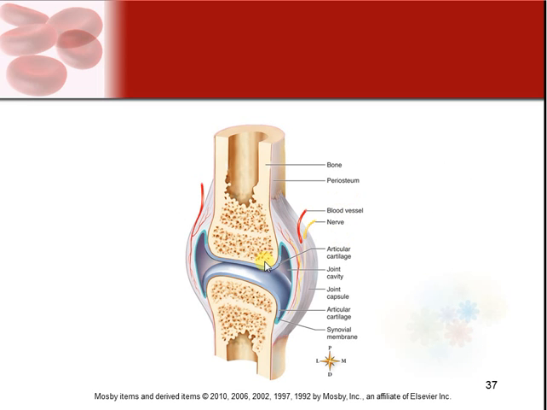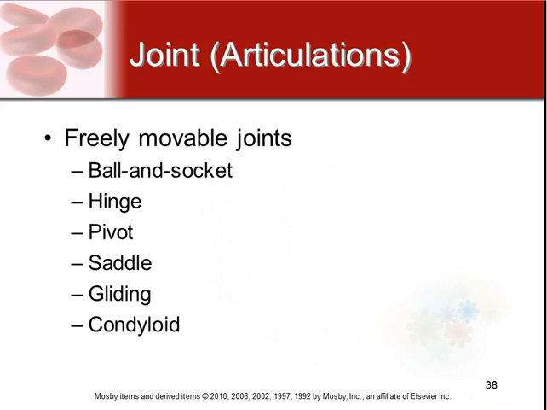So here is a picture. You can see this is your articular cartilage right here. That's going to cushion. And then this here on the ends is your synovial membrane, and that's going to secrete the lubricating fluid. You can see here, this is making up your joint capsule. That's creating this nice little pocket to keep it all contained.